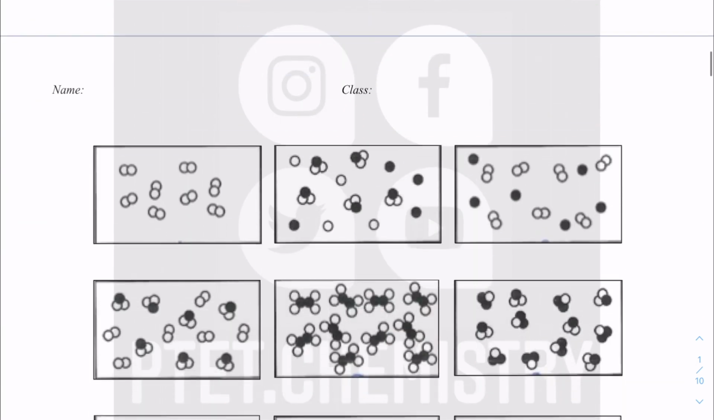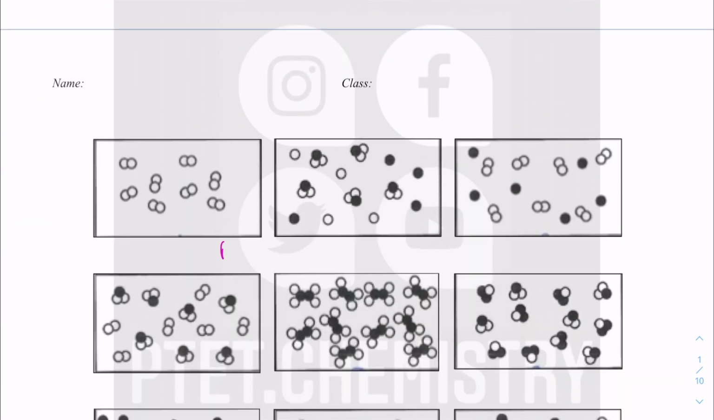Alright, going back to the other one. So this is pure because all of them are the two white chemically bonded together. The next one, you have these individual atoms, but you also have this one black and two white. That means this is impure again. It's a mixture for sure.